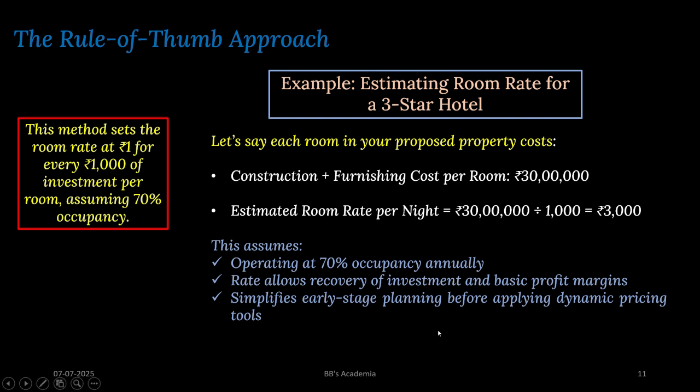It simplifies early stage planning before applying dynamic pricing tools. You don't have to think much. You only find out the investment for the room, for construction and for furnishing. That's it. Divide it by 1000 rupees, you get the price. That is the simplest way to calculate. So it is known as a rule of thumb approach.